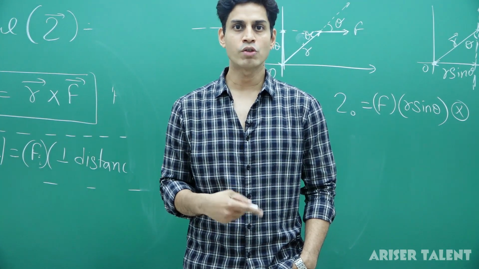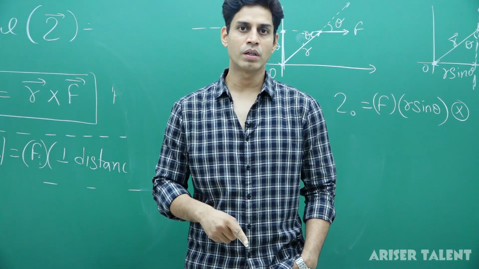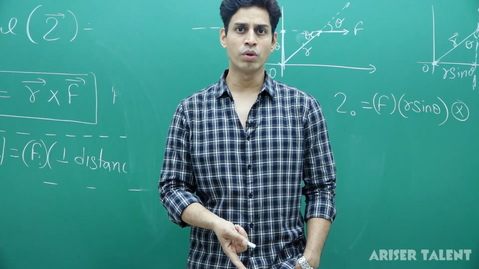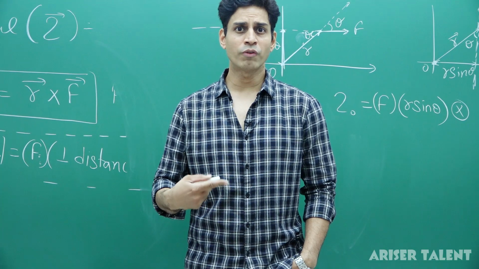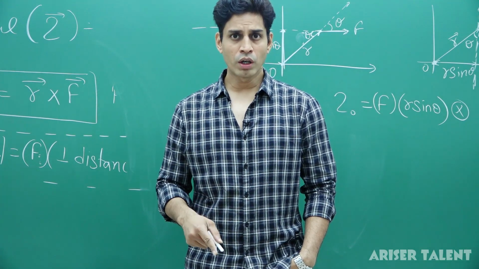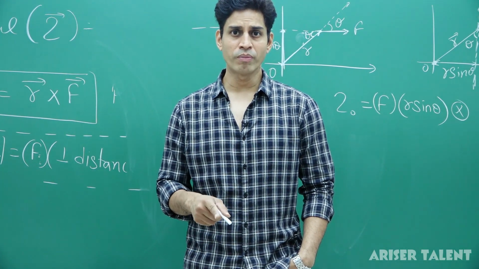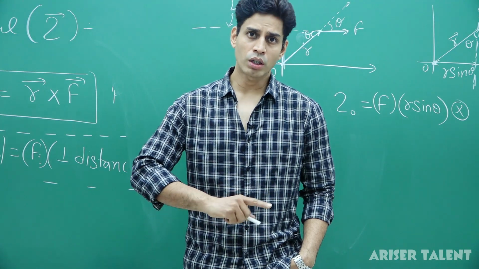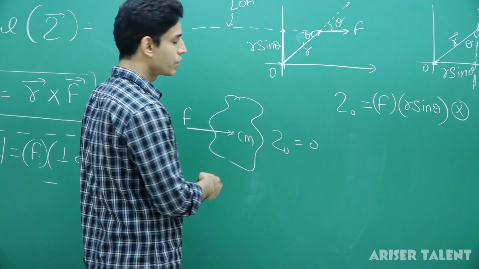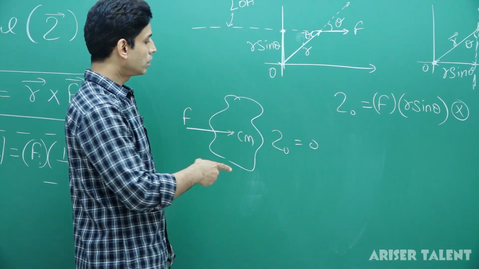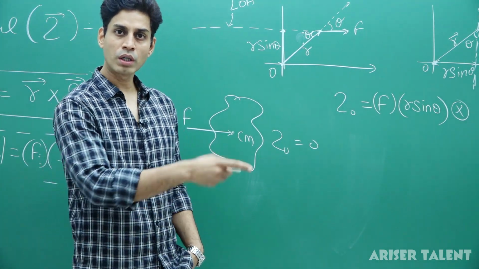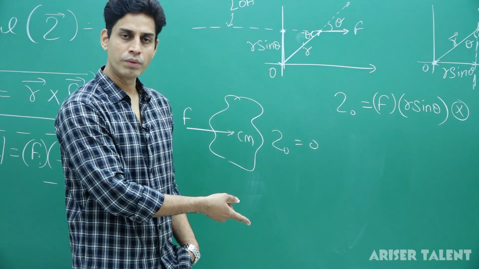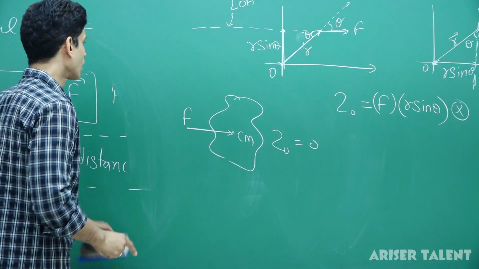I said natural tendency. Now it is not always required to rotate about center of mass only. The body can rotate about any other axis also, but if you apply the force about the center of mass, then it will not rotate. So the torque will be 0. In this case, this body will perform pure translational motion, but no rotational motion, because the torque provided by this force will be 0. Got it?